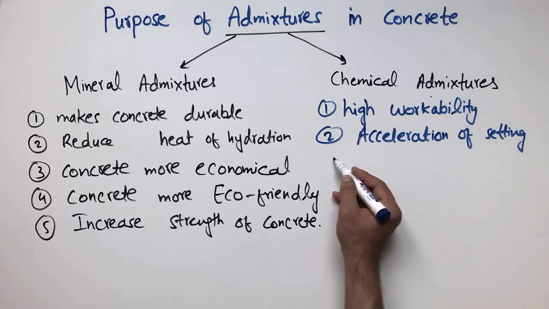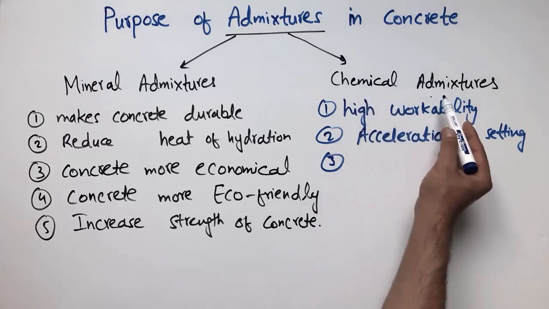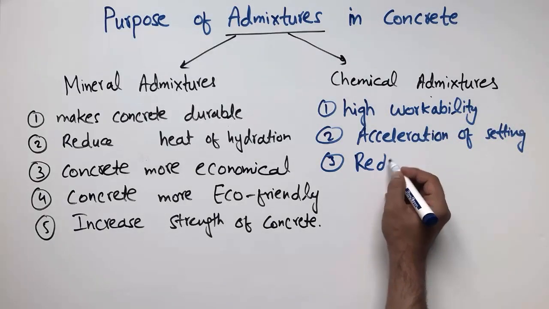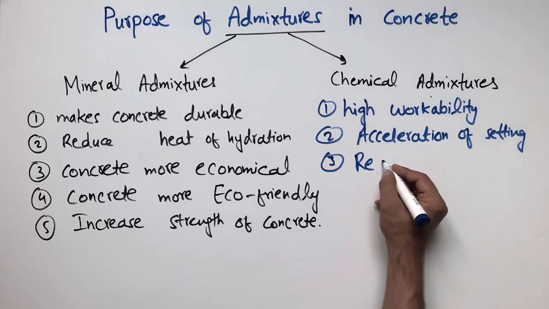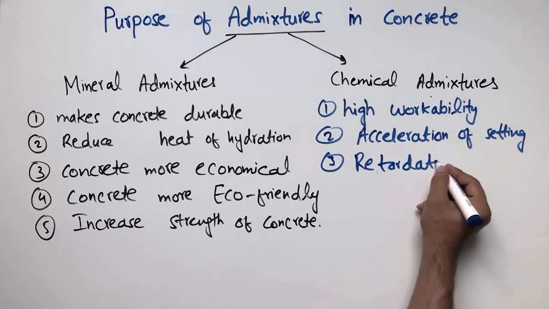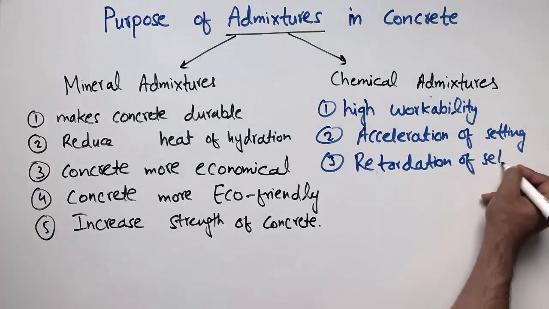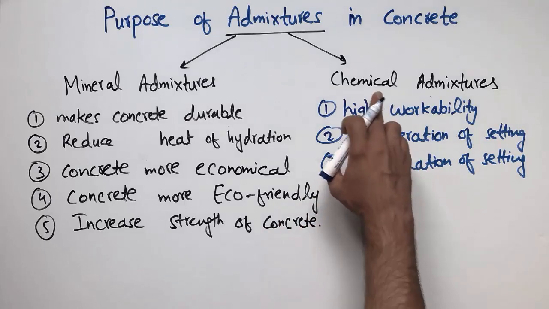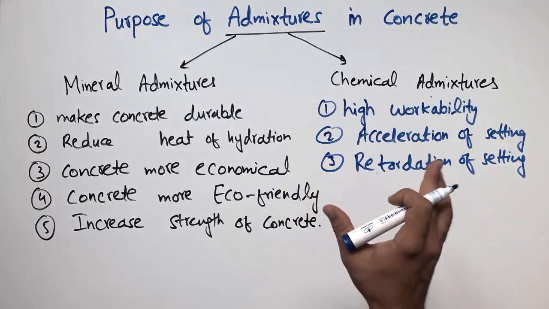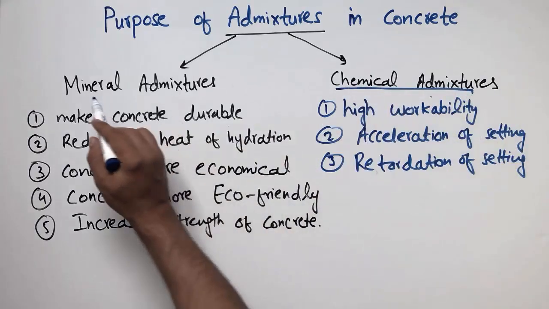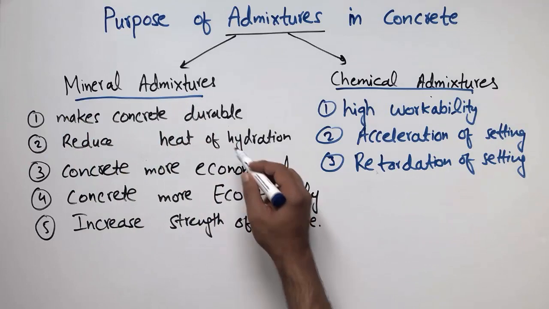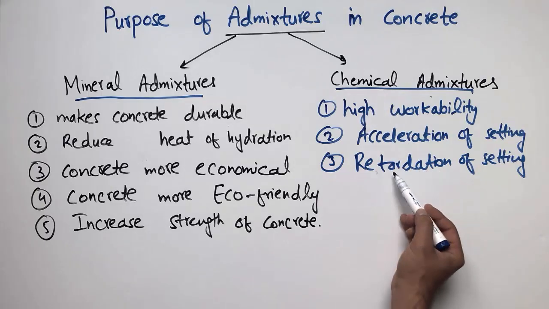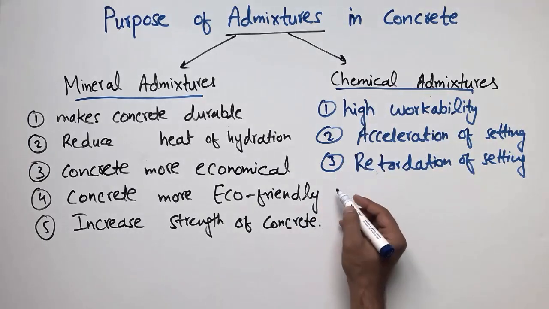There are also some admixtures under the chemical admixtures which increase the setting time, so retardation of setting time. Sometimes we need to delay the setting of the concrete, so we use this type of admixture, which comes under the chemical admixtures. There are different types under the chemical admixtures and also under the mineral admixtures, but these are the purposes of what they are doing inside the concrete.